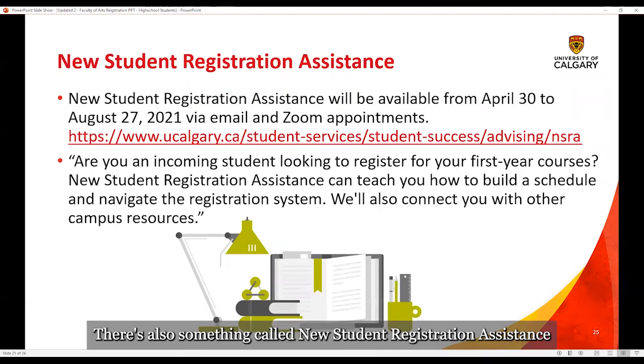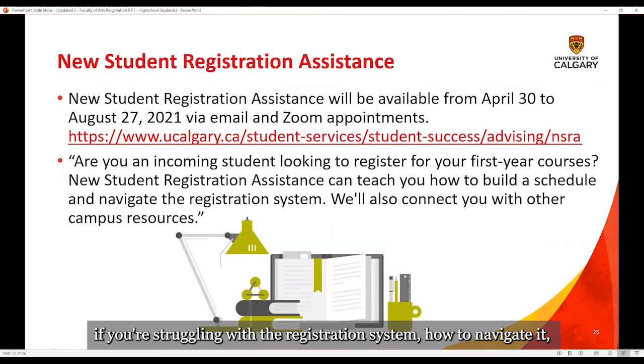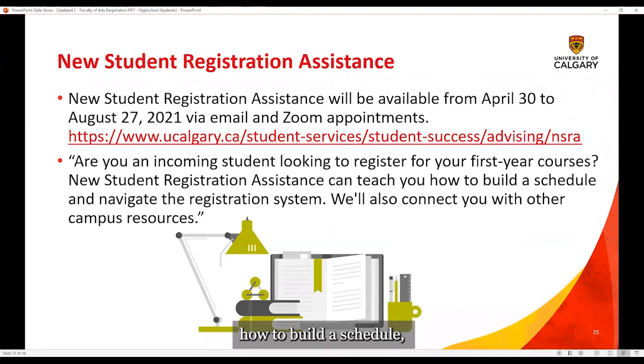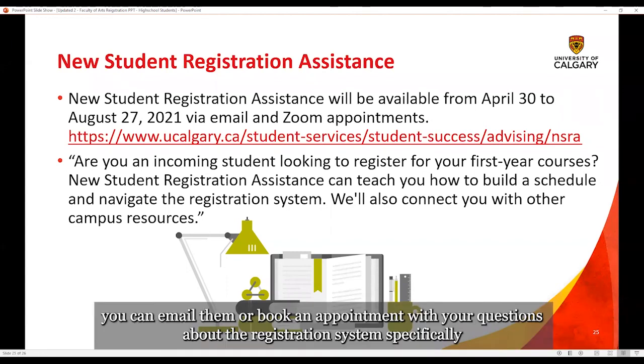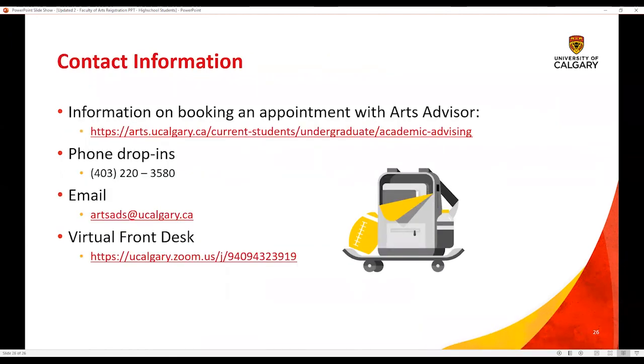There is also something called New Student Registration Assistance, NSRA. It is available starting today, April 30th to August 27th, via email or Zoom appointments. What they will help you with is if you're struggling with the registration system, how to navigate it, how to build a schedule, you can email them or book an appointment with your questions about the registration system specifically, and they can help you with that as first-year students.